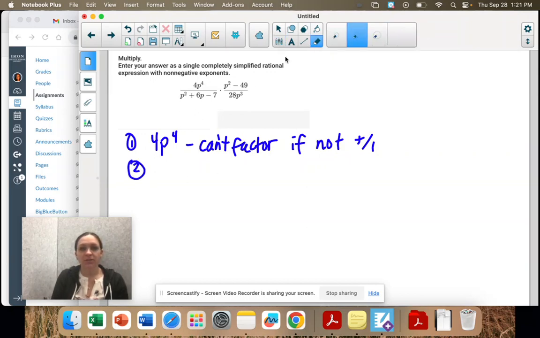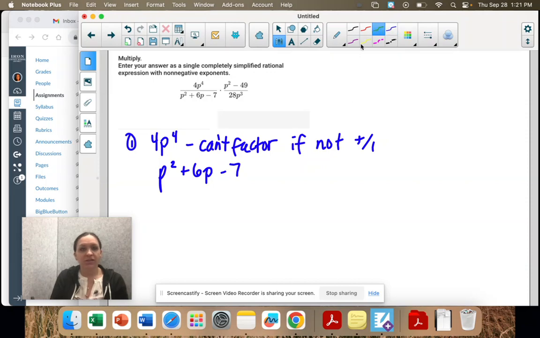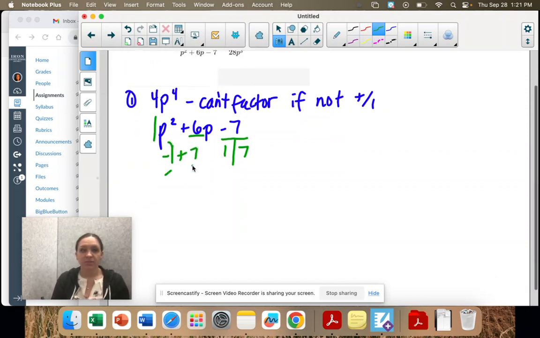Second one, well, one was for my step. Okay, p squared plus 6p minus 7. This you can factor. It's 3 terms, so we're going to have our 2 factors. Since this is 1, it's the easier way. We find 2 numbers that multiply to 7. There's only one. How can those add or subtract to positive 6? -1 plus 7. So our factors are p minus 1, p plus 7.